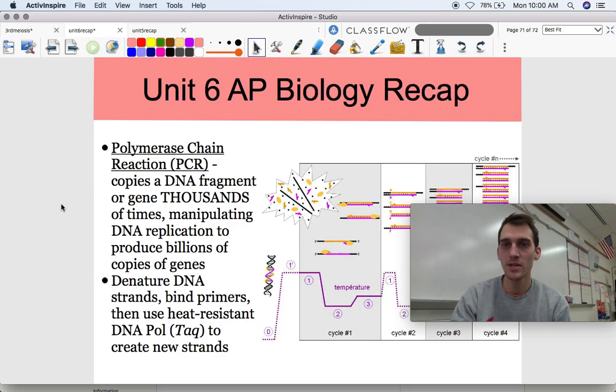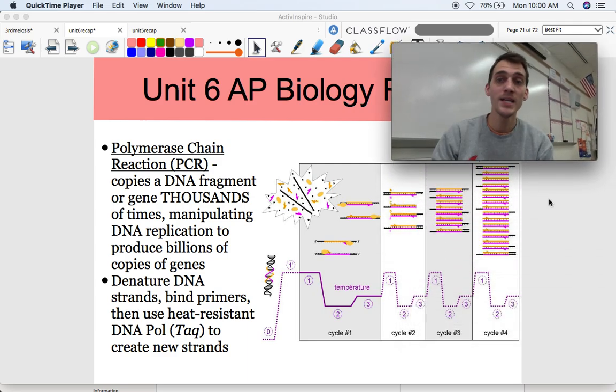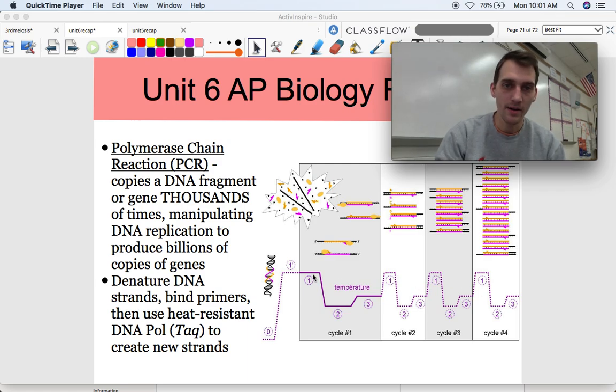You might have heard of this when we were talking about COVID tests, for example. PCR COVID tests are used to see whether or not somebody is COVID positive. PCR copies a DNA fragment or gene thousands of times, manipulating DNA replication to produce billions of copies of a gene, right? So if I want a very specific gene, I can cut it up with restriction enzymes, and then I can put it through this machine called a thermocycler and add specific primers and DNA polymerase, a very special DNA polymerase, in order to make billions of copies of the gene in a very short amount of time.